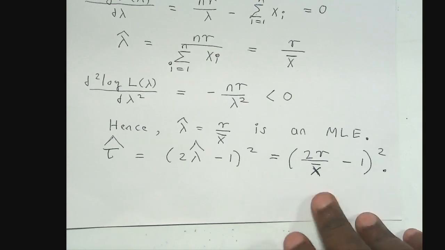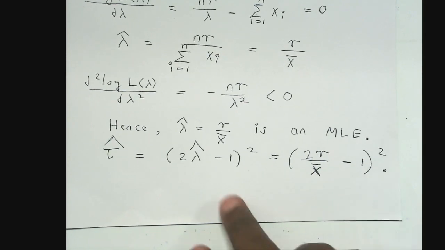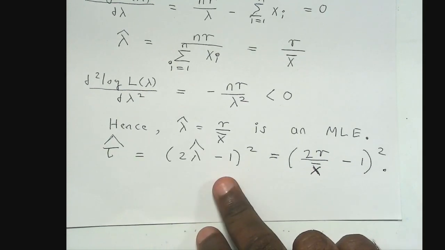Okay, guys. So whenever you have a function of a parameter and you know the MLE of that parameter, all you have to do is just replace that parameter by the MLE to find the MLE of the function.